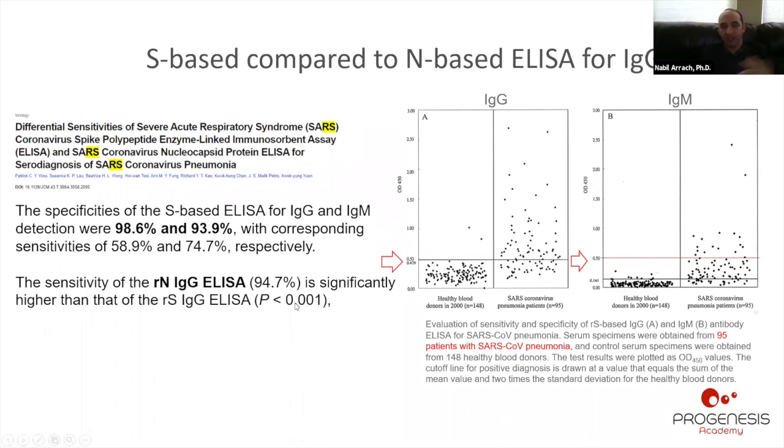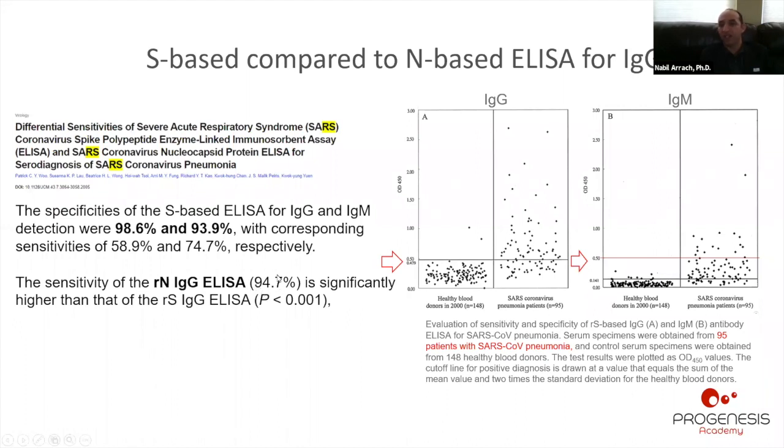This is a study unrelated to us, a study that was done to compare S with N targets. S is the S protein of the virus. That means that the antibody is designed for that protein. And the N protein antibody is designed for N protein of the virus. So what they have seen here is that the sensitivity of the antibody with N was much better. In this case, it was 94.7.